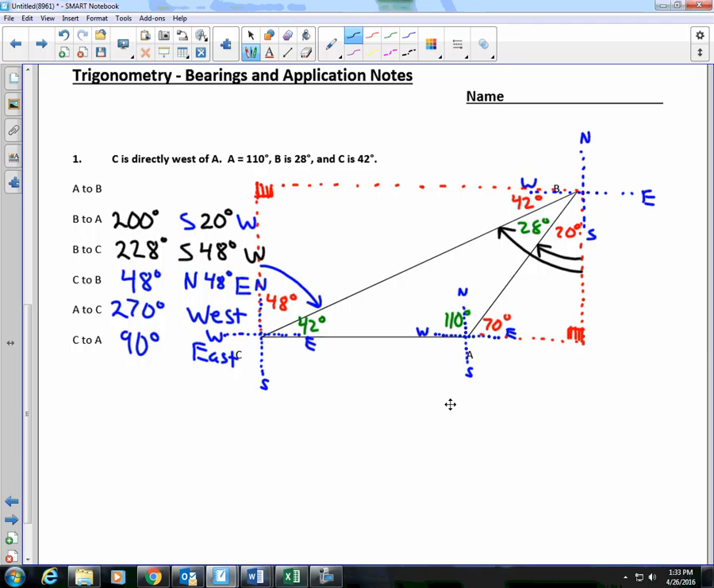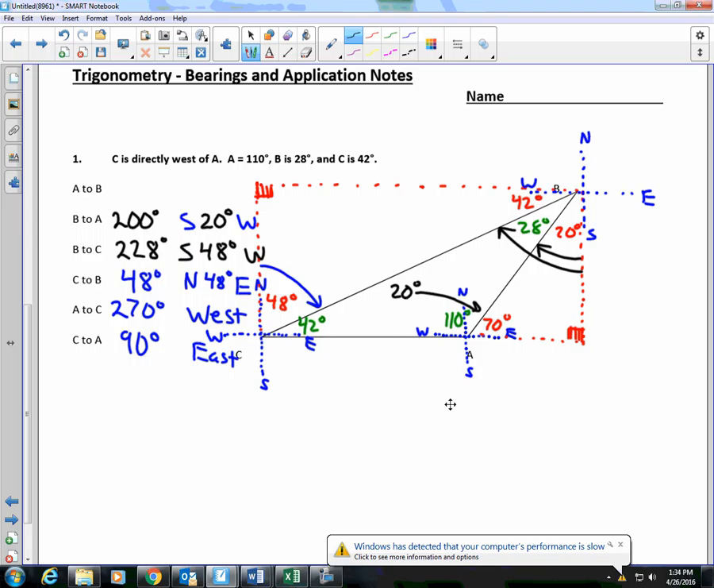Now, all we have left is to go from A to B. A to B is a little bit tricky because it would help to know this angle right here, wouldn't it? Well, north and east make 90 degrees. So if this is 70, what is this angle right here? 20 degrees.